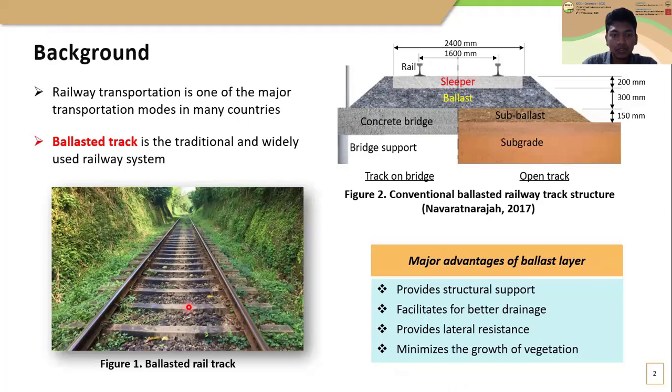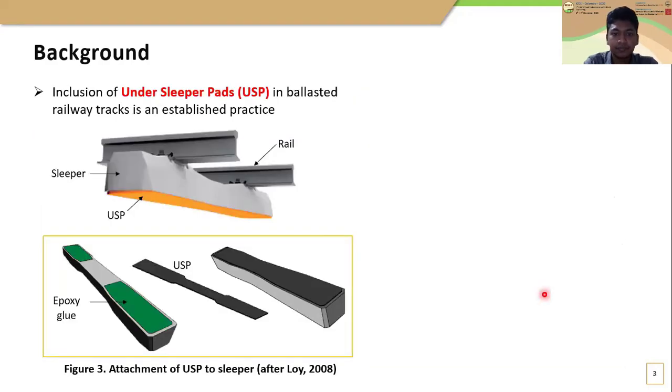When we consider a cross-section of this particular track, at the top, rail and sleepers are there. Under that, the ballast layer is there. Under the ballast layer, sub-ballast or concrete bridge deck is there, depending on the track location. Ballast layer is considered as the main load-bearing structure in a ballasted track, and that provides structural support against high dynamic stresses, facilitates better drainage, provides lateral resistance, as well as minimizes the growth of vegetation.